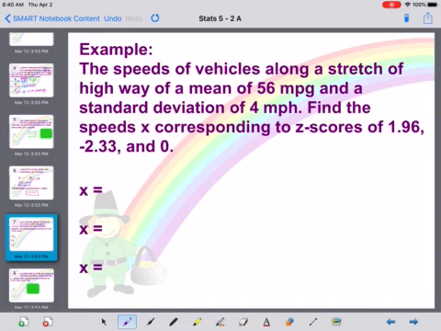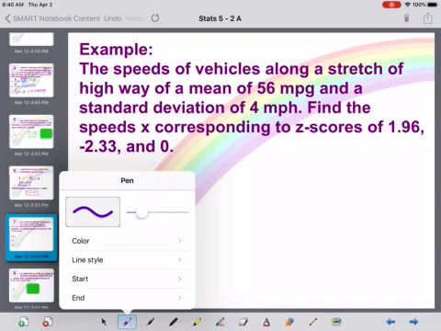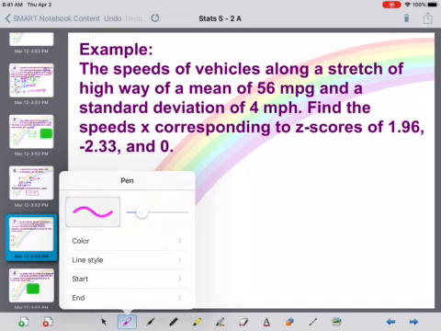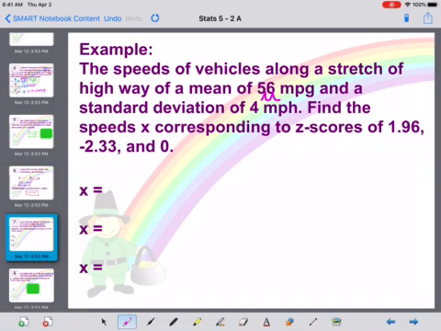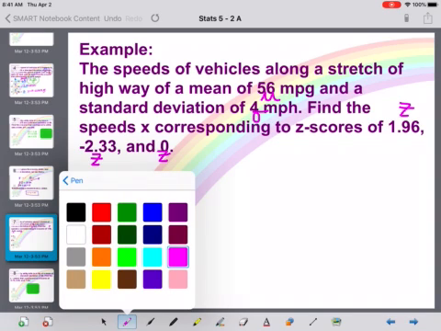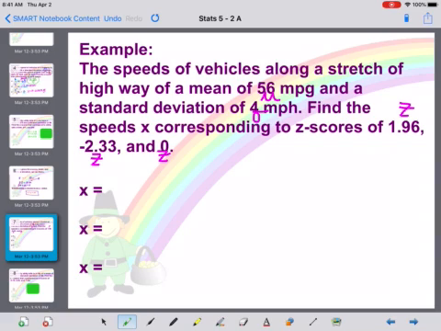It says the speeds of the vehicles along a stretch of highway have a mean of 56, so that's the same. So 56 is your mu, and a standard deviation of 4, so that's baby sigma. Find the speeds, the x corresponding to the z-scores. So these are your z's: 1.96, negative 2.33, and 0. First of all, let's note that we've got 3 different kinds of values. This one's positive, which means that x value should be above the mean, so this answer should end up being bigger than 56.